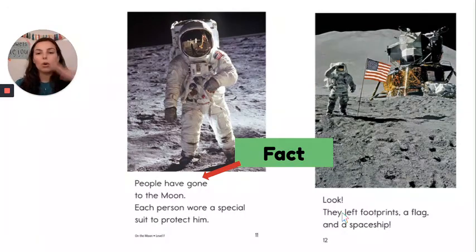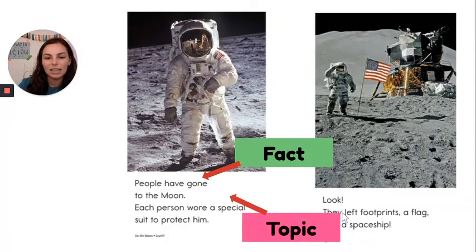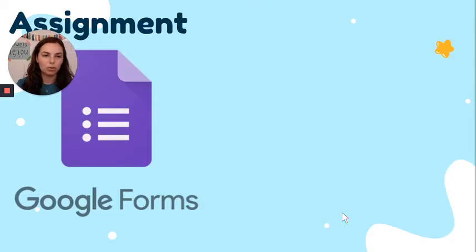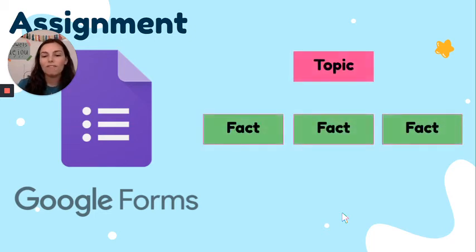So again, we see the whole story was about the moon, right? So that's our topic, and then we picked out lots of facts. Yes, so the topic was the moon. And your assignment is going to be on Google Forms, and I'm going to give you some short stories on there, and I want you to tell me what the topic is and what the facts are.